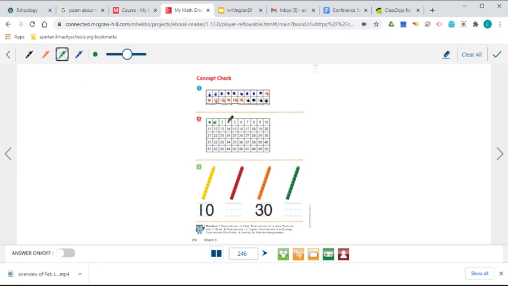1, 2, 3, 4, 5, 6, 7, 8, 9, 10, 11, 12, 13, 14, 15. We did it. Touch and color 1 to 15 green. Then it says we're going to touch and color 16 to 32 orange. So good, I have that color.